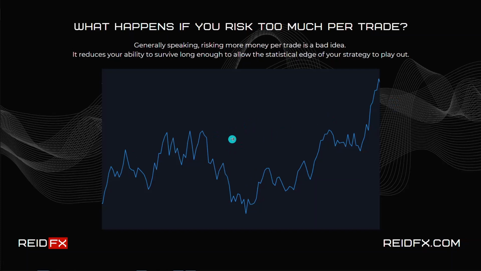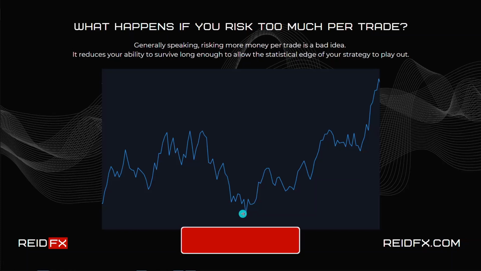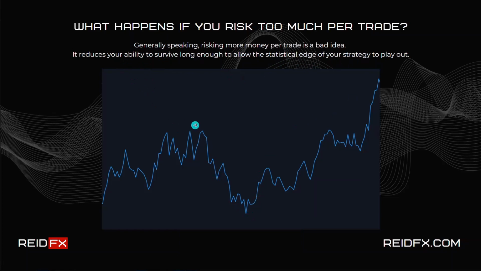Now then, what happens if we increase our risk to 10% per trade? Well, you should realize straight away that this 10% losing streak we had when we risked 1% is now 10 times bigger. So 10 times bigger than 10% is 100%, which means that you just blew your account on the exact same set of trades where you would have survived if you'd risked less. And critically, you did not survive long enough to allow the statistical edge of your strategy to play out. In other words, you blew up here. You did not survive long enough to catch the winning streak that paid for the losers.